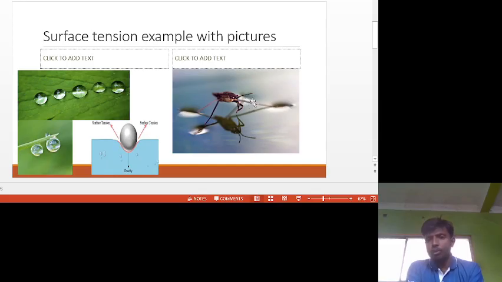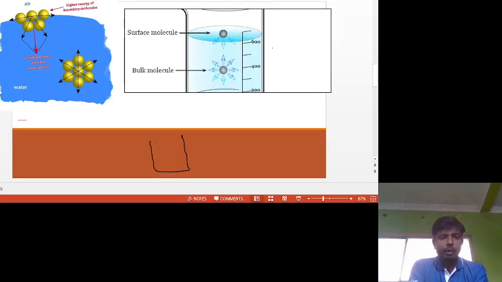Suppose a bag is floating. The bags are floating over water due to surface tension. It has a cohesive force due to intermolecular attraction between two molecules and their bonding. Let me try to understand how surface tension works.